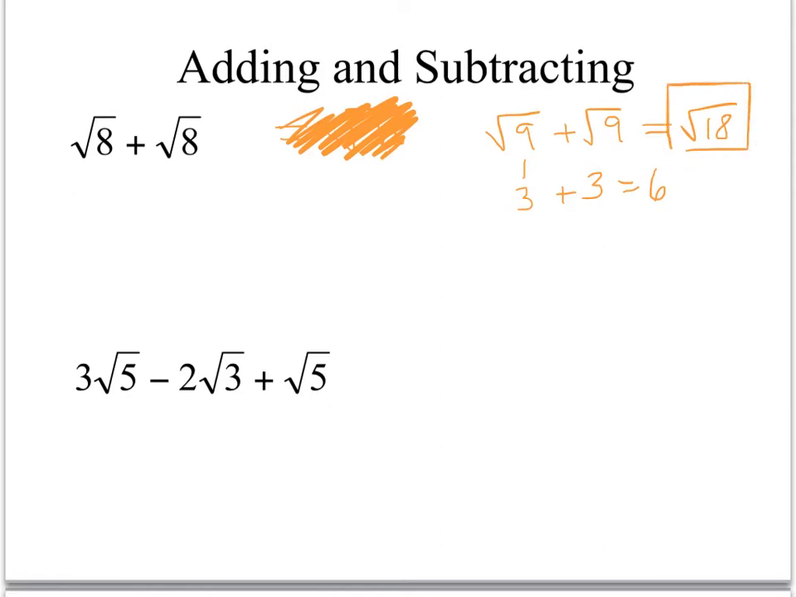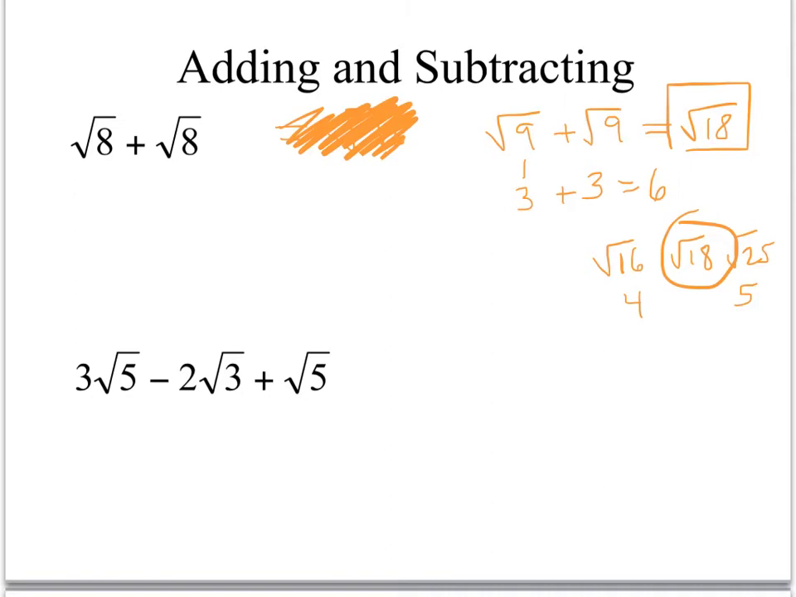The square root of 18, if we use some logic, is between the square root of 16 and the square root of 25. The square root of 16 is 4. Square root of 25 is 5. So the square root of 18 is 4 point something. Maybe 4.2, 4.3, somewhere in that neighborhood. Again, 4.2 or 4.3, that is nowhere near 6. So you cannot just simply add the numbers inside.